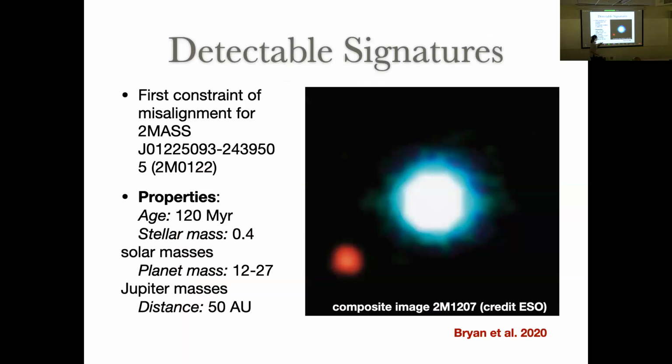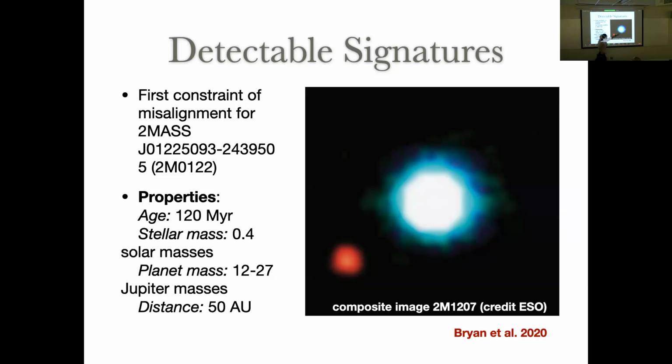But now we actually have a first detection of planetary spin tilt. This was done by Marta Bryan using a direct image of a planetary system. Here is the planet orbiting around the host star. This is a very young system, around 120 million years old, compared to the sun, which is more than 4 billion years old. The star mass is 0.4 solar mass, smaller than the sun, and the planet mass is 12 to 27 Jupiter masses. Some people may consider it a brown dwarf, but it's cooler to call it a planet. It's a planet-mass companion.